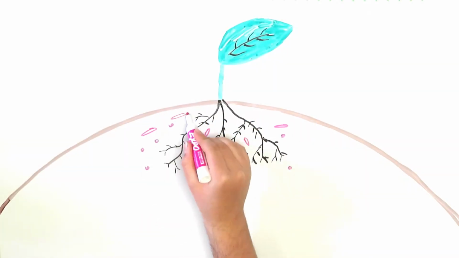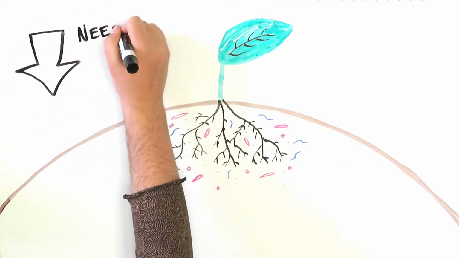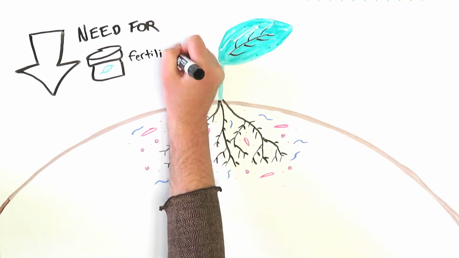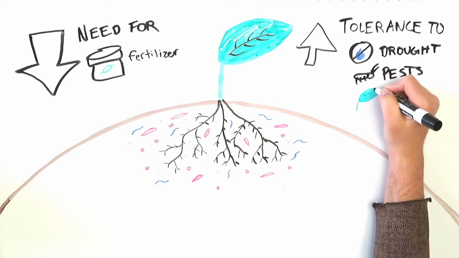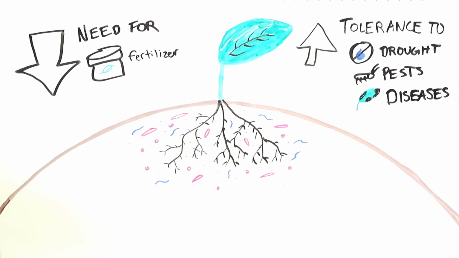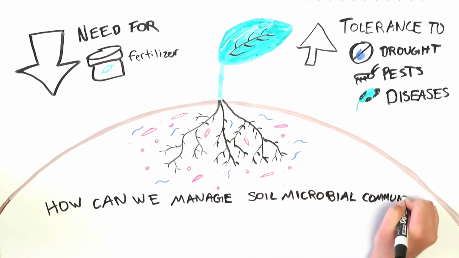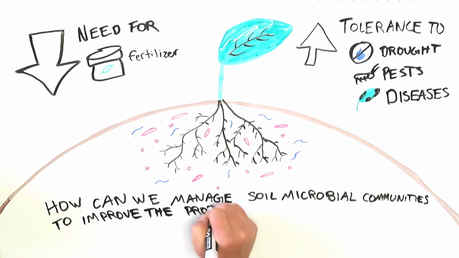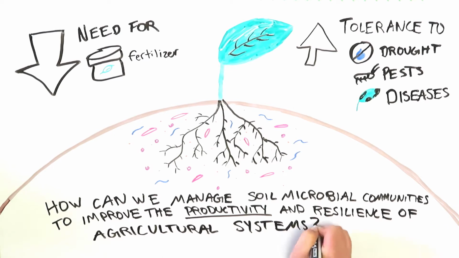Soil biology is integral to soil health. Microbes living in soils can improve crops' nutritional status, reducing the need for external fertilizer inputs, and can even increase tolerance to drought, pests, and diseases. But the path to fostering high-functioning soil microbial communities is not always clear. Here at the Berkeley Agroecology Lab, we're asking the question, how can we manage soil microbial communities to improve the productivity and resilience of agricultural systems?